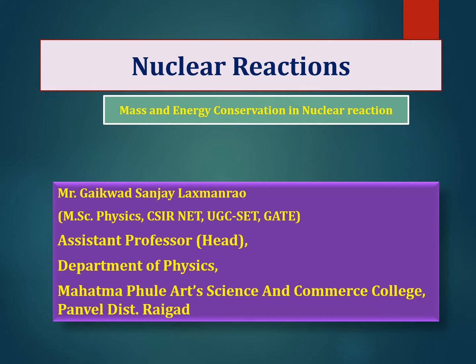Now after that, we discussed the conservation laws: conservation of mass, conservation of charge, conservation of energy, and conservation of momentum. The next article of this topic is mass and energy conservation in nuclear reactions. Here we first discuss the nuclear reaction. After that, we go to one of the new parameters, the Q value.